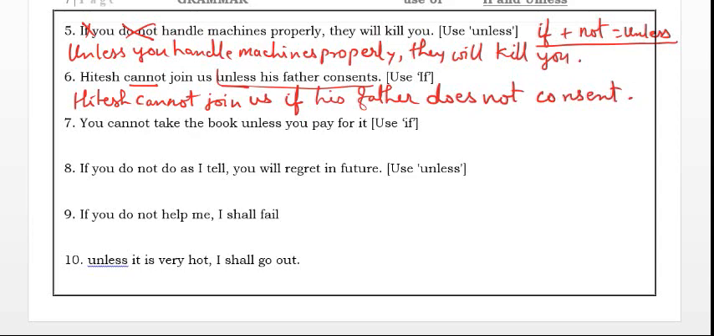You cannot take the book unless you pay for it. It's the same thing. You cannot take the book if you don't pay for it, or do not.